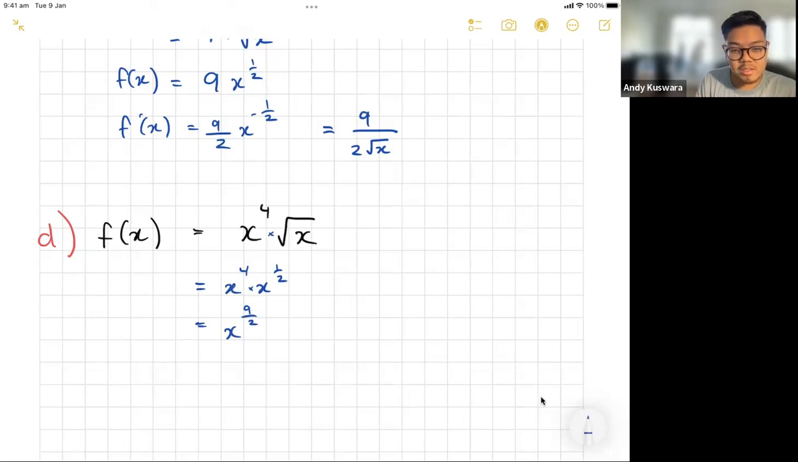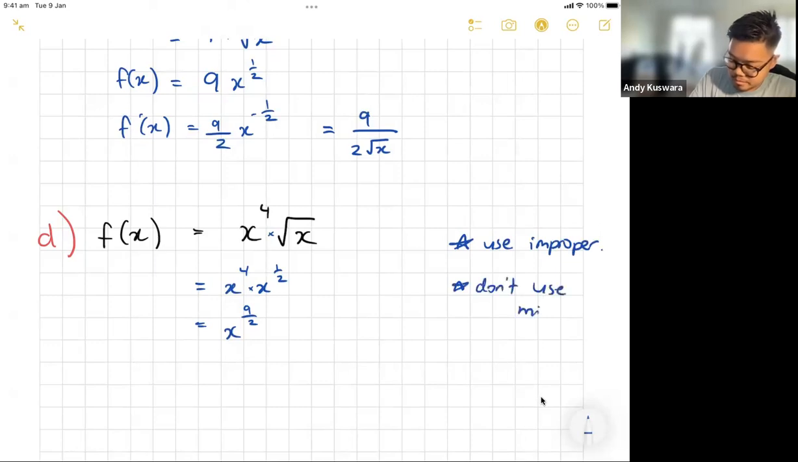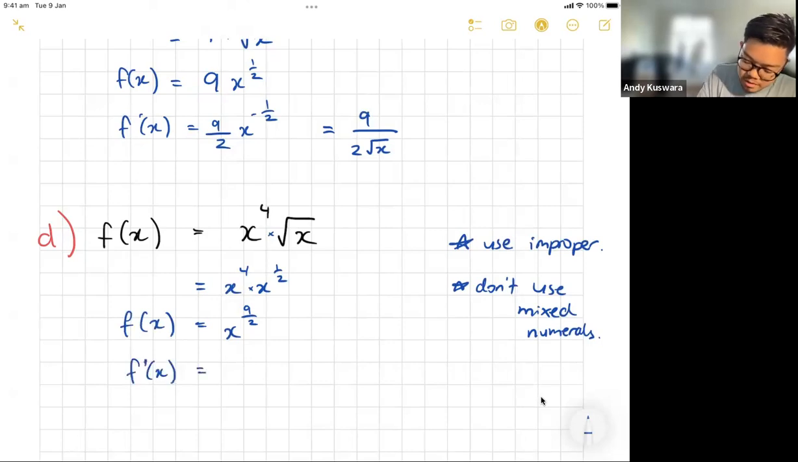Just take note, I always like to use improper fractions. I don't like mixed numerals when we're differentiating. It makes life a lot more difficult. So use improper, don't use mixed numerals. From here, that's still our f of x. We haven't differentiated yet, but now we've rewritten it in a form that makes it nice and easy. So the power comes down the front. I take away 1, which is the same thing as 2 on 2, which leaves me with 7 on 2. That there should be your answer.